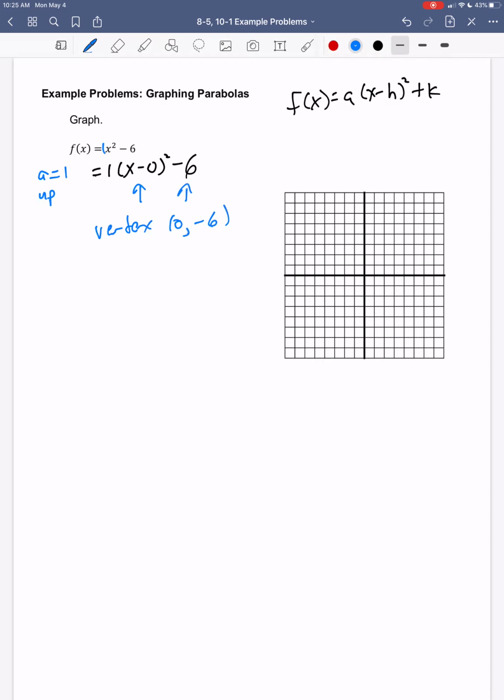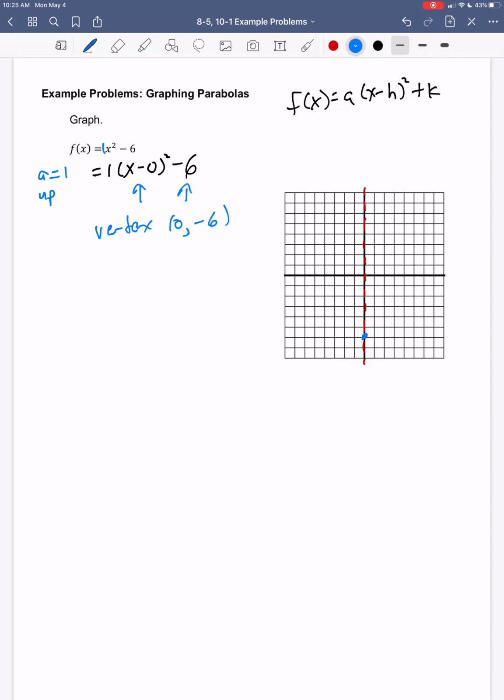Okay? If I plug 0 in for x, 0 squared is 0, 0 minus 6 is negative 6. So we've got 0, negative 6. 1, 2, 3, 4, 5, 6. That's my vertex. That also then is my axis of symmetry, is going to be right here along this y-axis.